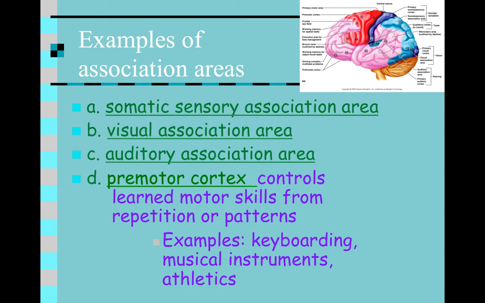The last thing on this list is your premotor cortex, and your premotor cortex is where we store learned motor skills from repetitive patterns. So when you think about learning to play a musical instrument, when you start learning how to use your keyboard and do something we used to call typing, I changed it to keyboarding. That's funny, in my old one, it says typing. So keyboarding, a musical instrument, as well as athletics.